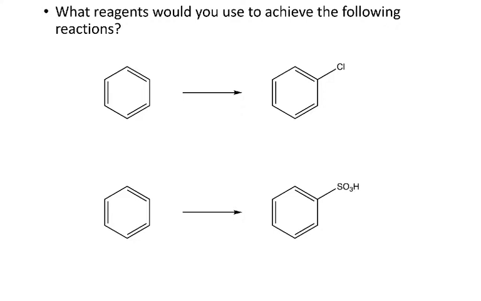So in the first one, we have chlorination, and so we're going to want to use Cl2, and then we need a catalyst, and the catalyst we used previously was aluminum chloride.